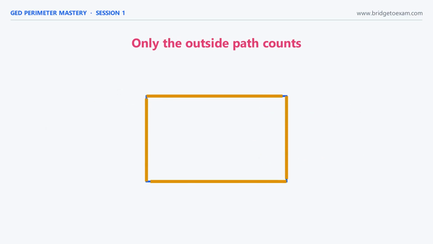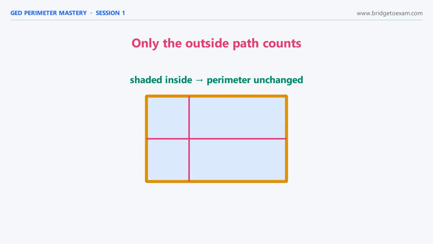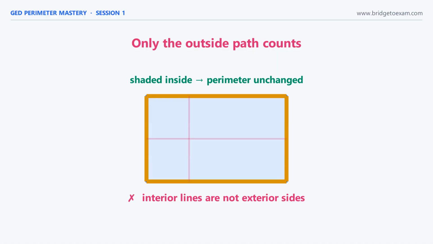Now, the boundary is the dividing line between inside and outside, and only what sits on that line counts. Shade the interior. The perimeter doesn't change at all. Divide the inside into rooms. Those interior lines are not exterior edges, so they add nothing. Perimeter cares about the outside path and nothing else.